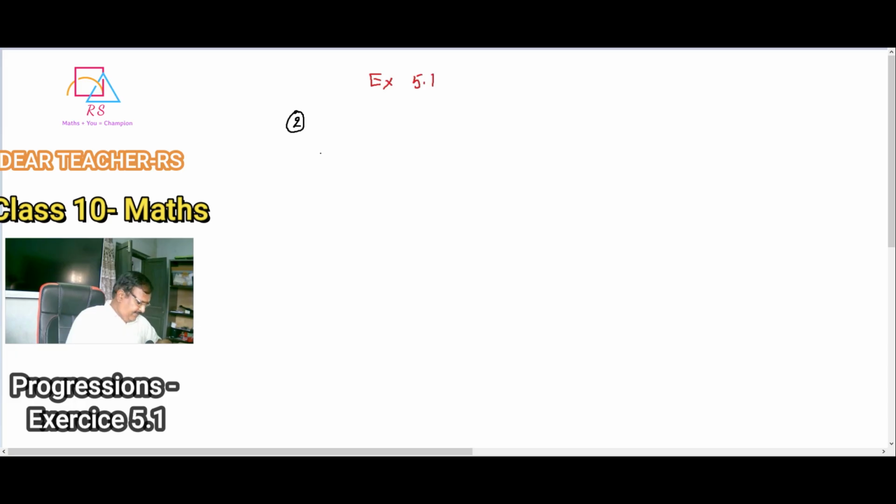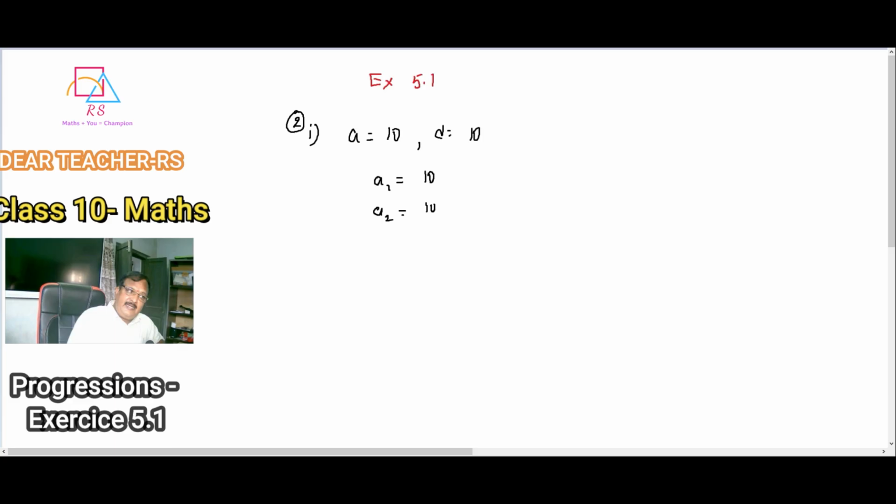Page number 55. Write the first 4 terms of AP when the first term A is given. The first term A is 10 and the common difference D is given as 10. I am doing the first bit. Find the first 4 terms. So A1, the first term, is equal to 10.